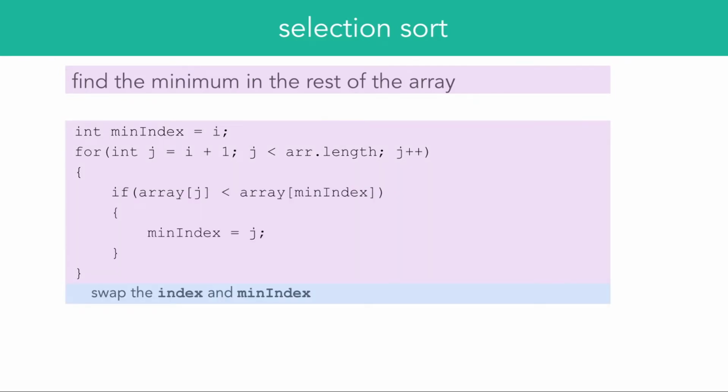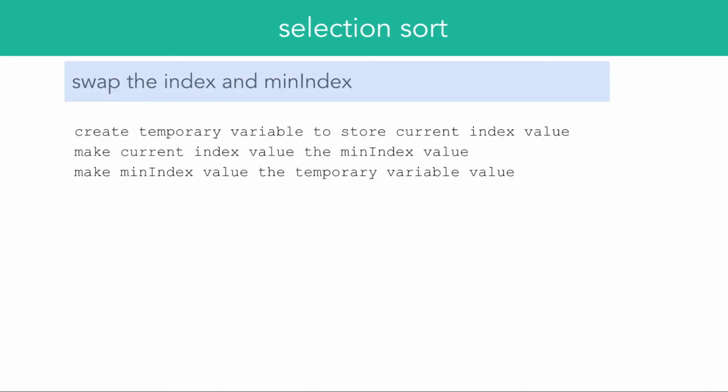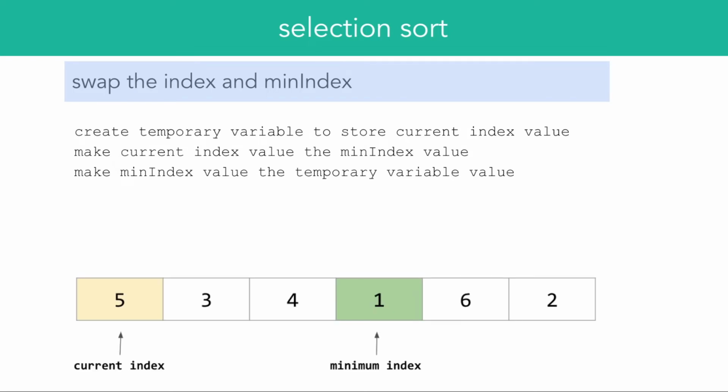Now that we figured out how to find the minimum value, we need to swap the value of the index and the value of the minimum index. A swap takes 3 lines of code to complete. First, we need to create a temporary variable to store the current index value. Then, we need to make the current index value the minimum index value and set the minimum index value to the temporary variable value. This might seem confusing, so let's explore this in more detail.